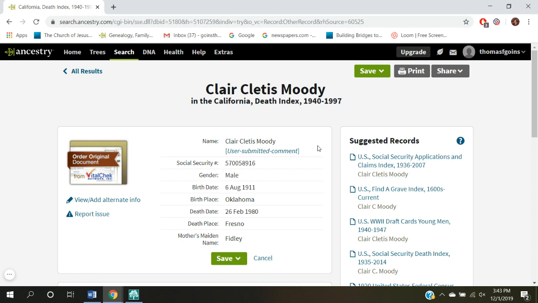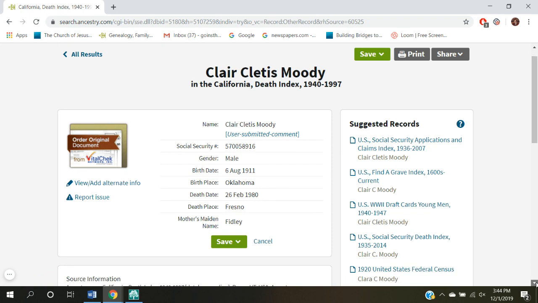This says Claire Cletus Moody, gender male, born 6 August 1911, Oklahoma, death 26 February 1980, and death place was in Fresno, and mother's maiden name, it says Fidley, and that may be just that they misread that. It might have been written in a way they couldn't read the N, or they forgot to write the N, but that's probably Findley, and we know for a fact that this person's mother's maiden name was Finley. So I'm pretty sure this is the person I'm looking for.